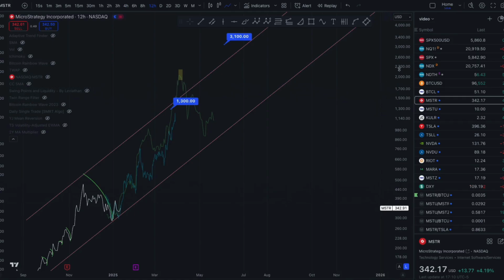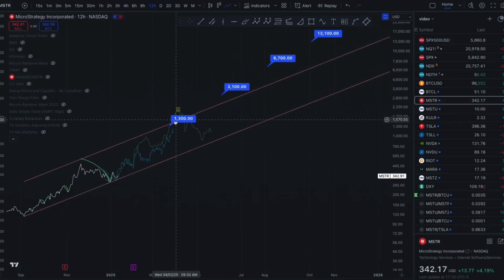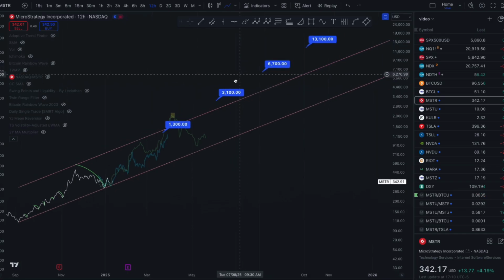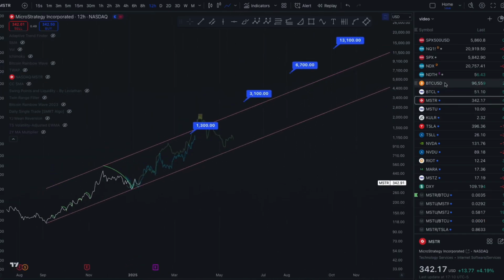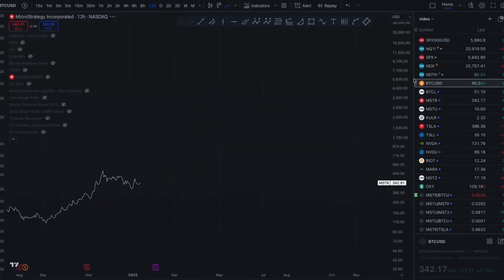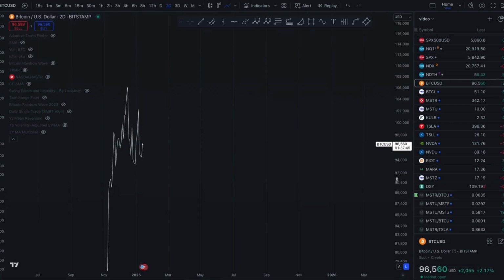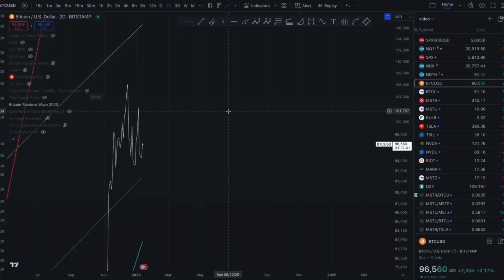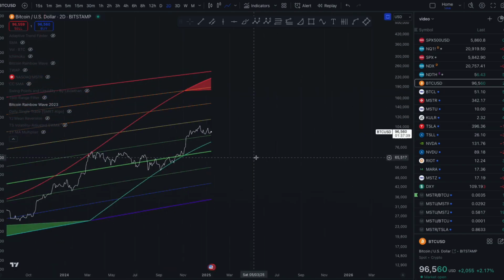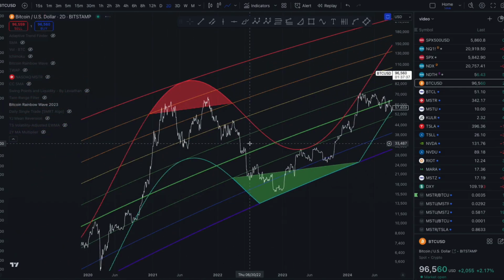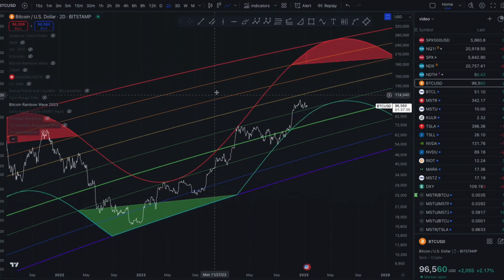So essentially what I did was I put those targets on this chart. We're gonna go out to the 12-hour now. And I spread them out throughout 2025, right? Because let's go back to the Bitcoin chart. We'll go to the 2-day, and we'll put that rainbow indicator on. The rainbow wave. And we're gonna zoom out, get some more data here.